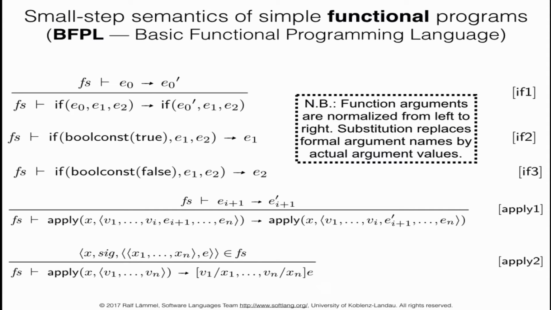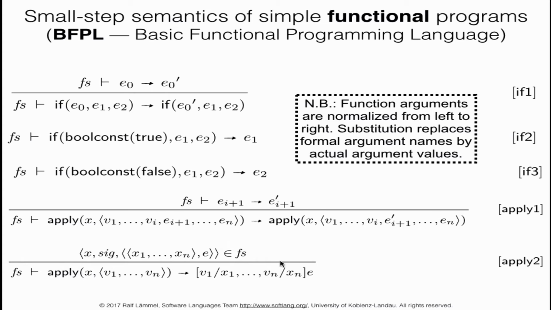Finally, here's also the small step semantics of simple functional programs. The first rule for if expressions deals with the condition position of the if expression. We try to simplify the condition and we put it back here. We reform the if expression. The second and the third rule assume that we may have true or false, and then accordingly we resort to the expression from the then or the else branch.